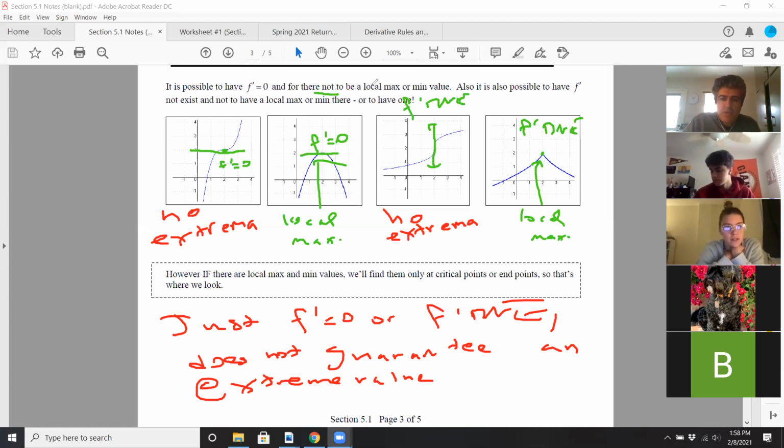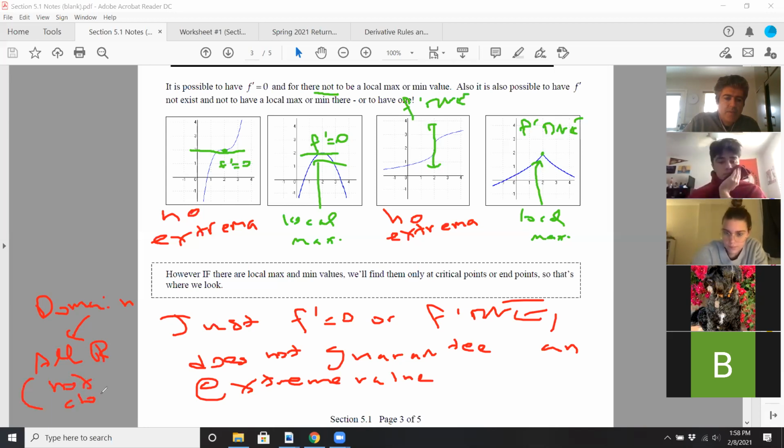Remember, critical points are where the derivative equals 0 or does not exist. Yes, great question, Vita. Is this true for all real numbers? Yes. What we're noticing here is our domain was all real numbers. So we're not on a closed interval. That's just something to keep in mind. So it's not necessarily a guarantee.